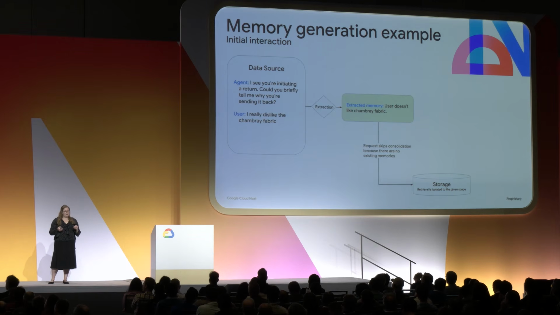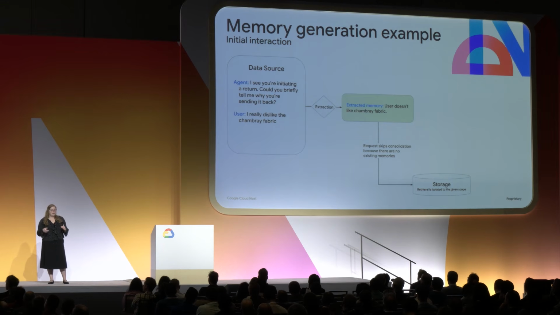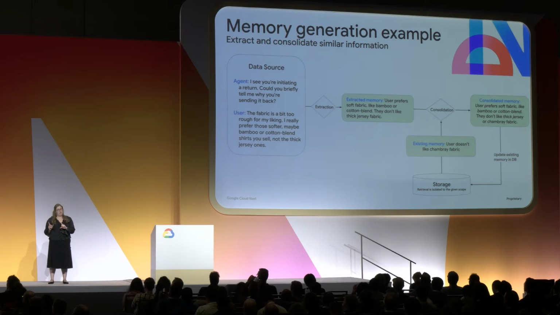This is the first interaction between this user and memory bank. So the memory is added directly to memory bank without any consolidation happening because there's no memories to actually consolidate with. But in that next interaction, there are now memories to consolidate with. So now the user says that they want softer fabrics like bamboo and cotton blend, and this is very similar information to the previous memory. So we're going to use the consolidation process in this instance to merge the existing information we have with the new information that we've newly extracted.